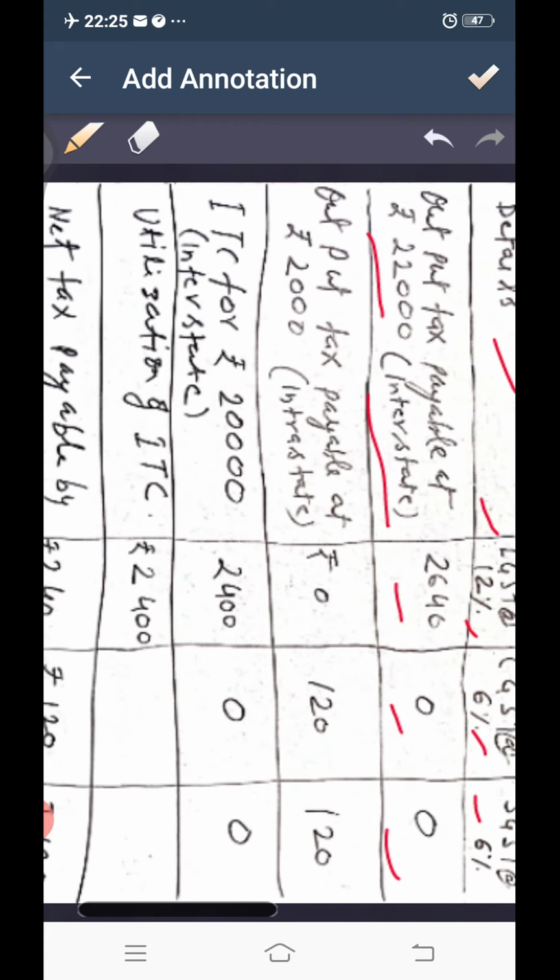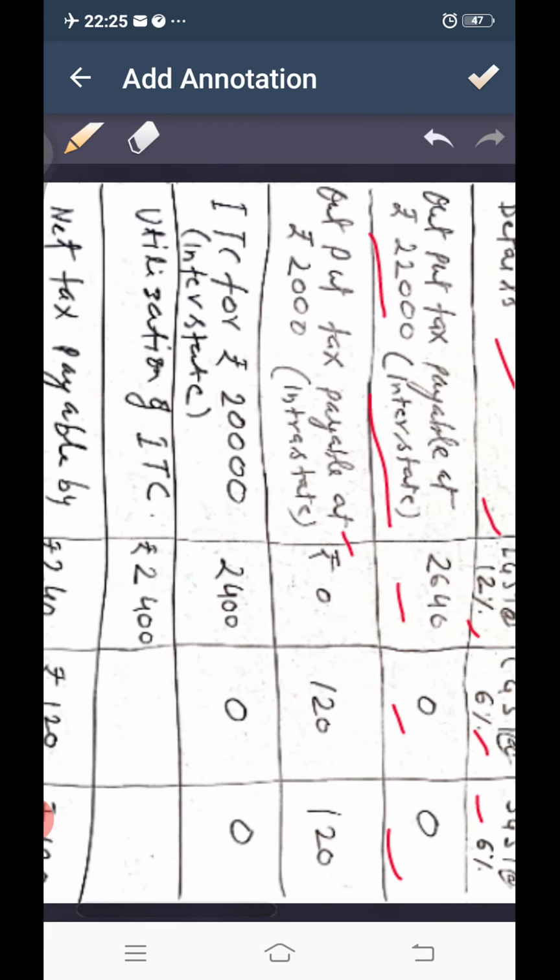Then output tax payable at rupees 2,000, that is intrastate, means here no IGST, only CGST and SGST. So that is 6% of 2,000, so rupees 120 each. Now input tax credit for rupees 20,000.